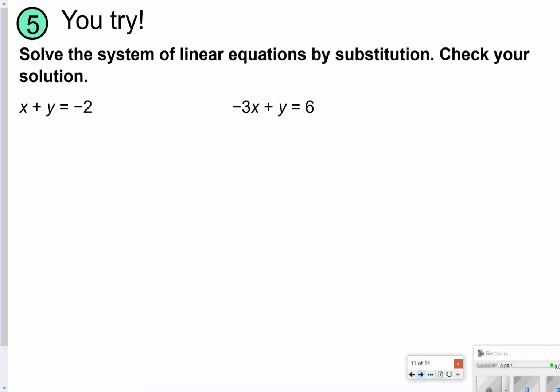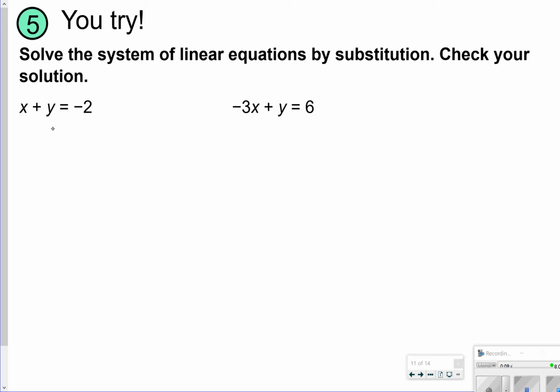Number 5, this is the last one we'll look at, and then we'll talk about one more problem that is a word problem. So solve the system of linear equations by substitution, check your solution. With these, notice that neither x nor y is solved for. So you kind of get to choose.